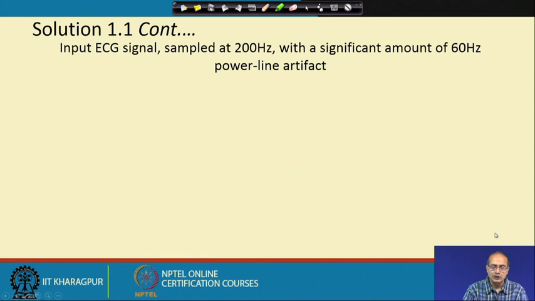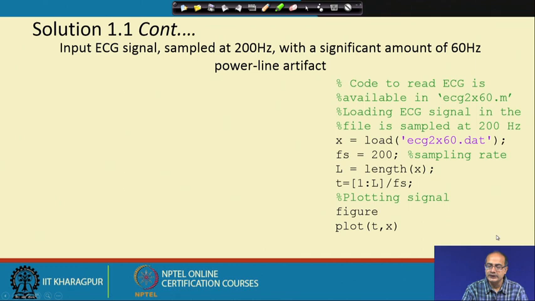First we would like to see how the signal can be read, and get a plot to see the effect of the power frequency noise. So, here is the code to read the signal: ECG 2x60 dot m. ECG 2x60 dot is the data file, and the dot m file is to read it. The first line is where we are reading that file, and the command is load.